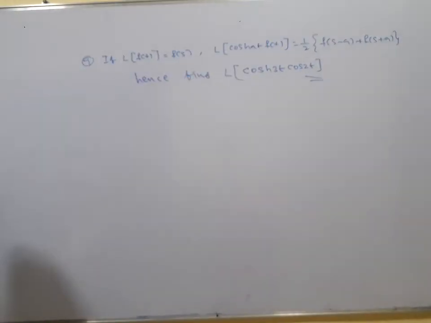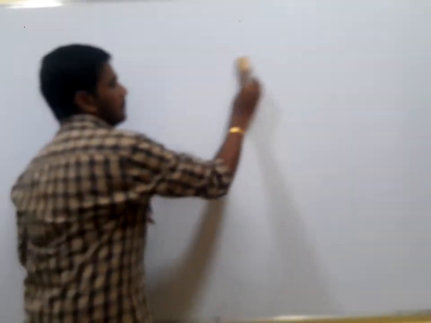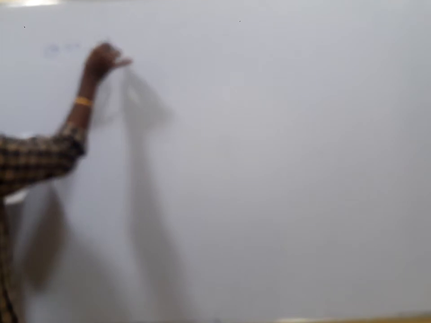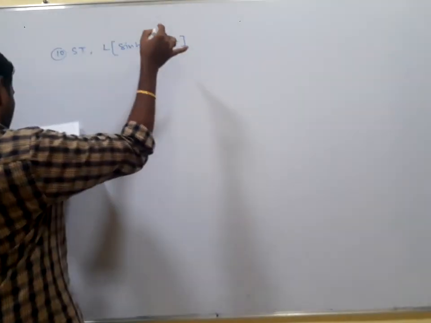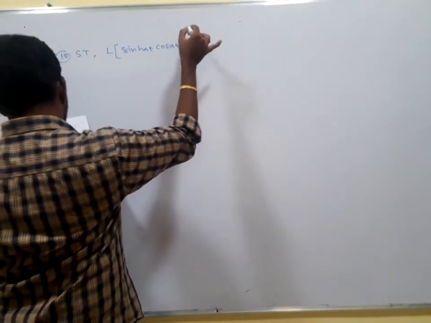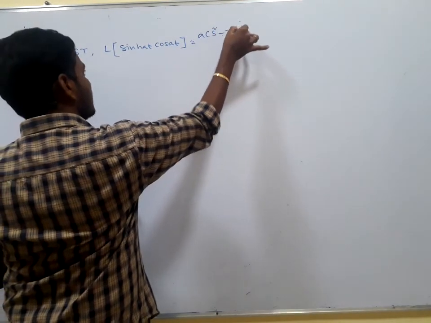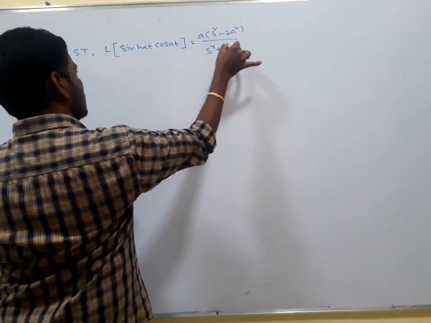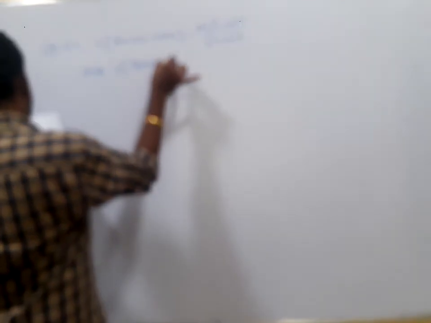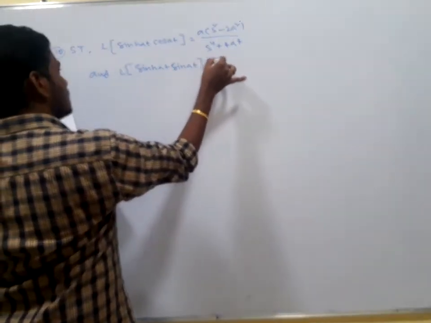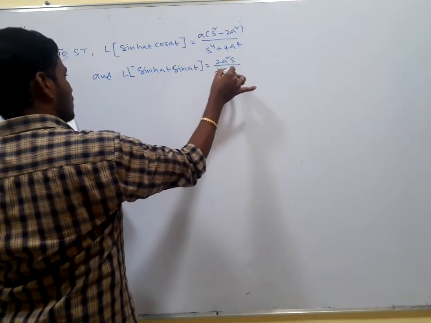Next, in the 10th one, show that the Laplace transform of sinh at cos at is equal to a(s² − 2a²) divided by s⁴ + 4a⁴, and the Laplace transform of sinh at sin at is equal to 2a²s by s⁴ + 4a⁴.